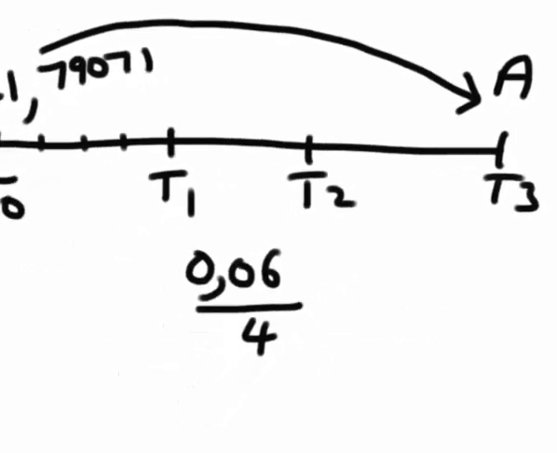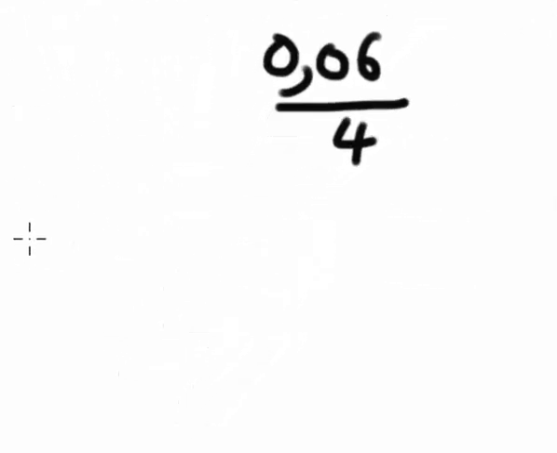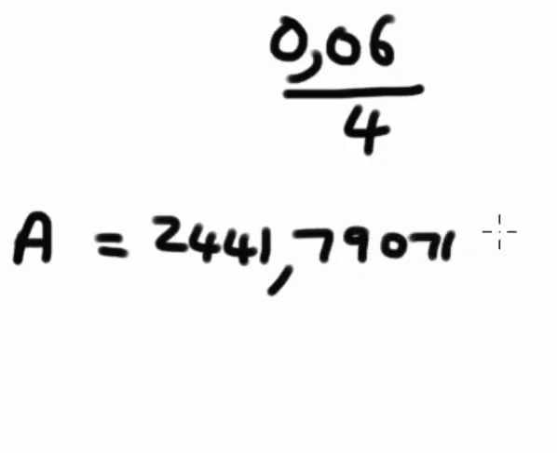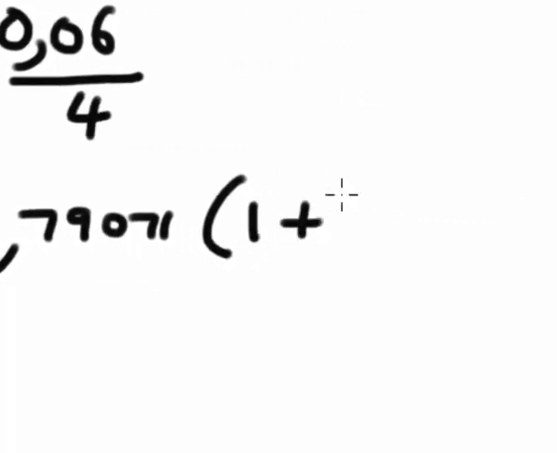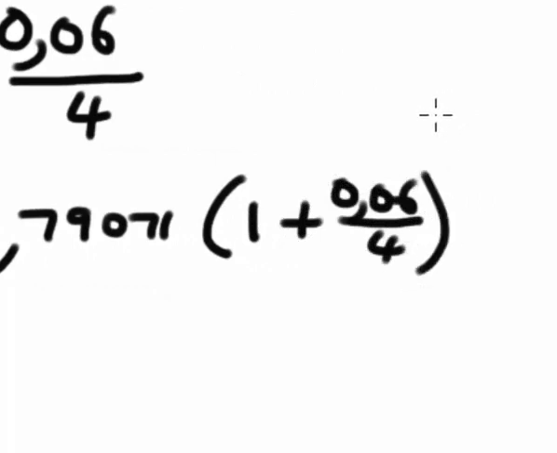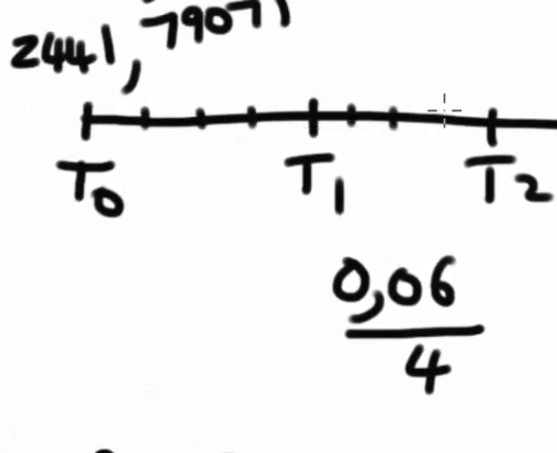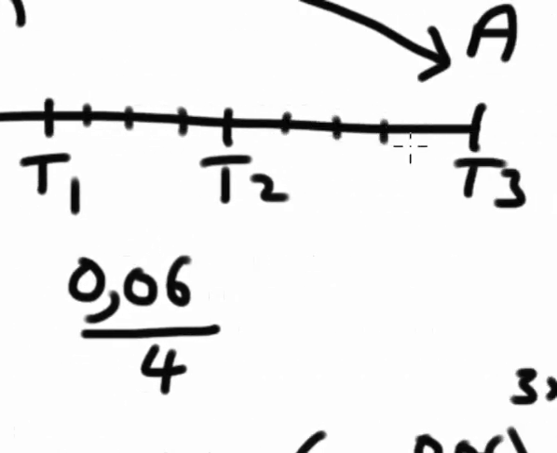Okay, now let's carry this further. So what do we say? Now the accumulated amount here would be the 2441,79071 into 1 plus 0.06 over 4. There's your formula. Remember, it's 3 years, but we're multiplying by 4 quarters. That's 4 quarters, 1, 2, 3, 4.